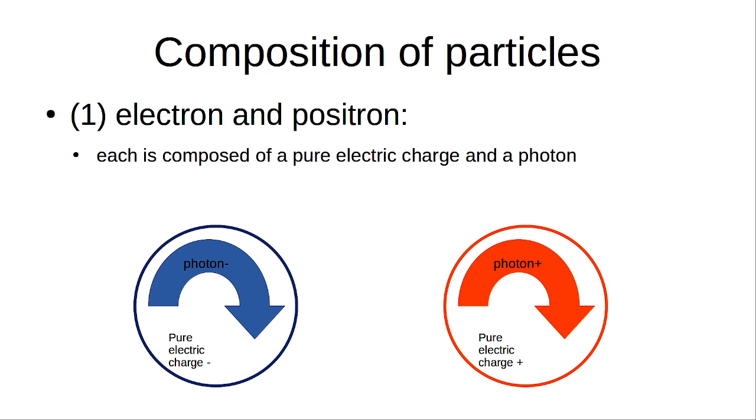Composition of particles. 1. Electron and positron. Each is composed of a pure electric charge and a photon. The electron is composed of a pure electric charge minus and a photon minus, and the positron is composed of a pure electric charge plus and a photon plus.